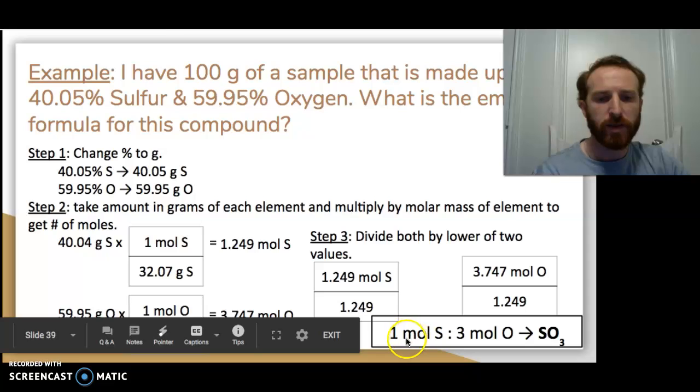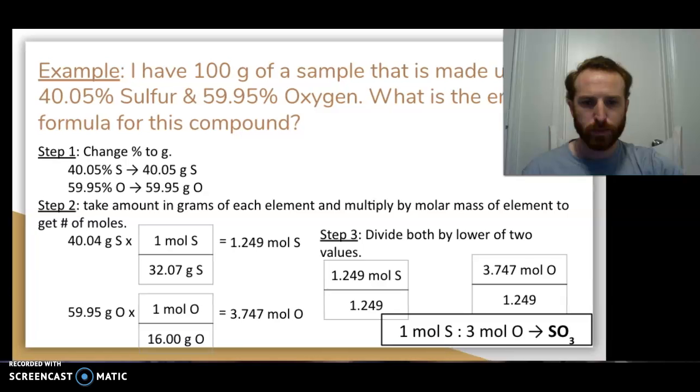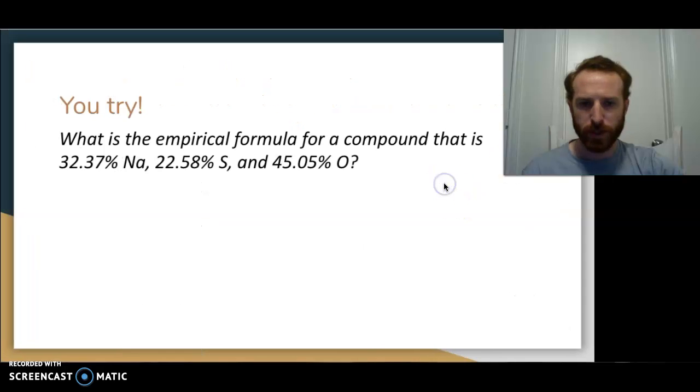And because I have essentially 1 mole of sulfur to 3 moles of oxygen, that's equivalent to saying that this compound would be SO3, right? 1 sulfur to 3 oxygens. Okay, so let's move on to the next one.